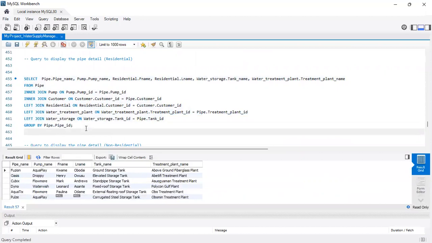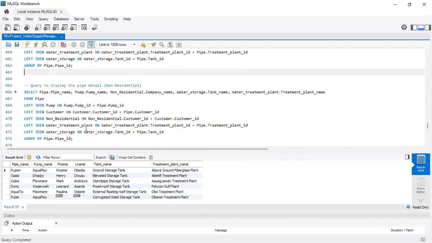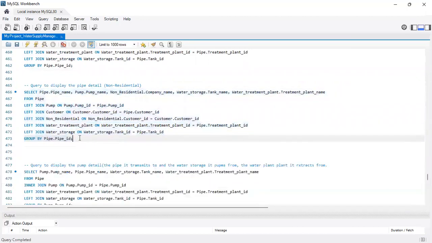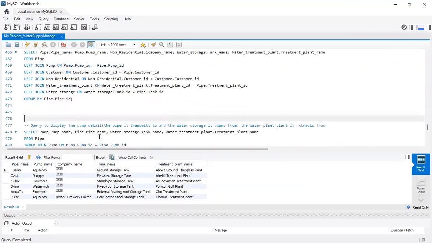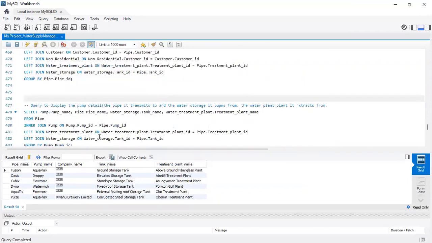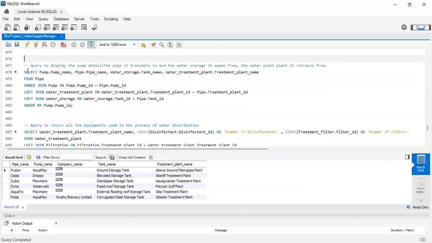Moving on to our data population. Yes, we did populate our data with values. Then we queried our data. So our SQL, we queried based on our functionality. This displays the type details of the residential customers. We use inner join and then the left join, and then we group them by the pipe ID. So it's going to group the entire results by the pipe ID.